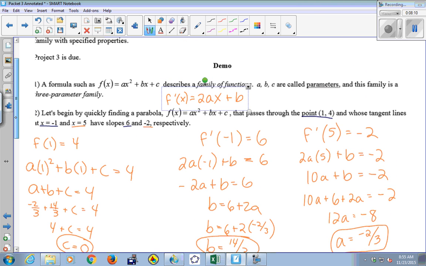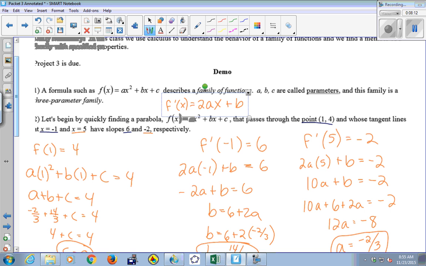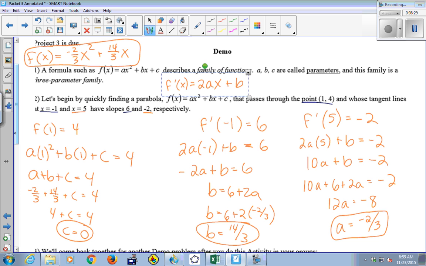So let me see if I can find a spot to just write the answer here. My final answer is f of x equals -2/3 x squared plus 14/3 x plus nothing because c is 0. So that's my answer. I was just plugging into ax squared plus bx plus c the values of a, b, and c we just found.